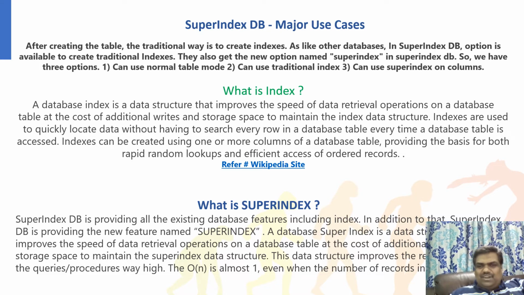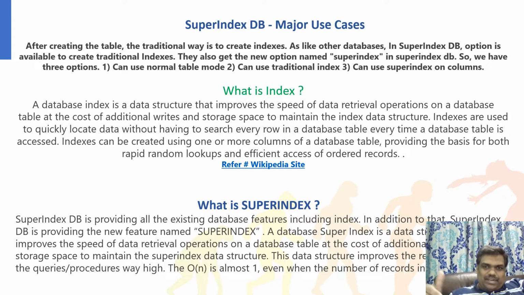When we ask what an index is, you can refer to the Wikipedia site also. Usually a database index is a data structure that improves the speed of data retrieval operations on a database table, at the cost of additional writes and storage space to maintain the index data structure. Indexes are used to quickly locate data without having to search every row in the database table, right? Indexes can be created using one or more columns of the database table. That is the usual index, right?